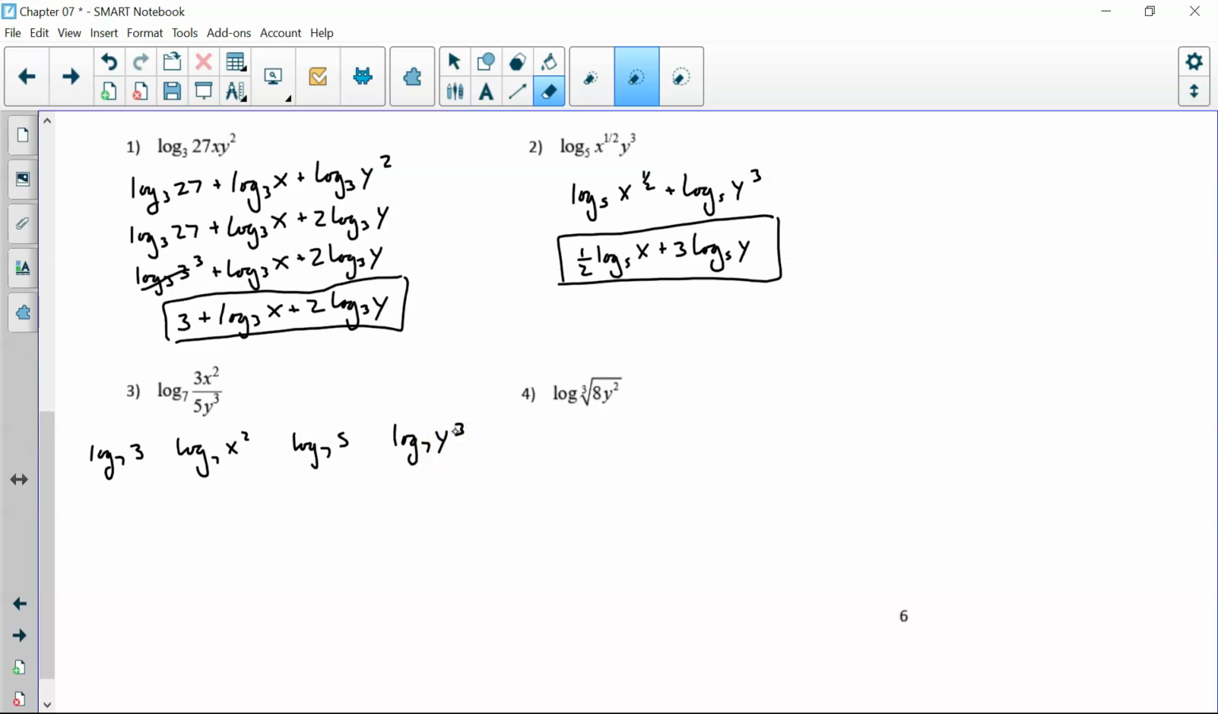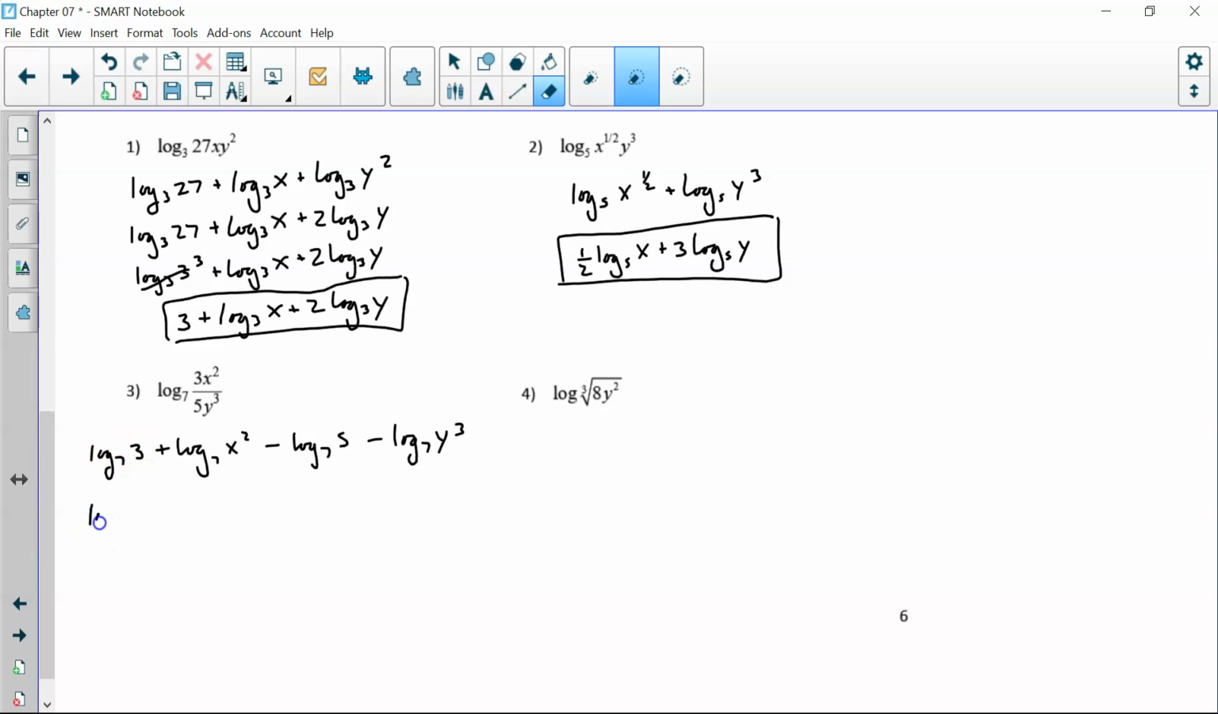Anything that's in the numerator is positive. You put a positive in front. We don't need a sign in front of the log base 7 of 3. It's positive. X squared is in the numerator, that gets a plus. Now the 5 is in the denominator, so I put a negative in front of log base 7 of 5. The y cubed is in the denominator, so I put a negative in front of that one as well. Now we did our product and quotient all at the same time. Now we do our power property.